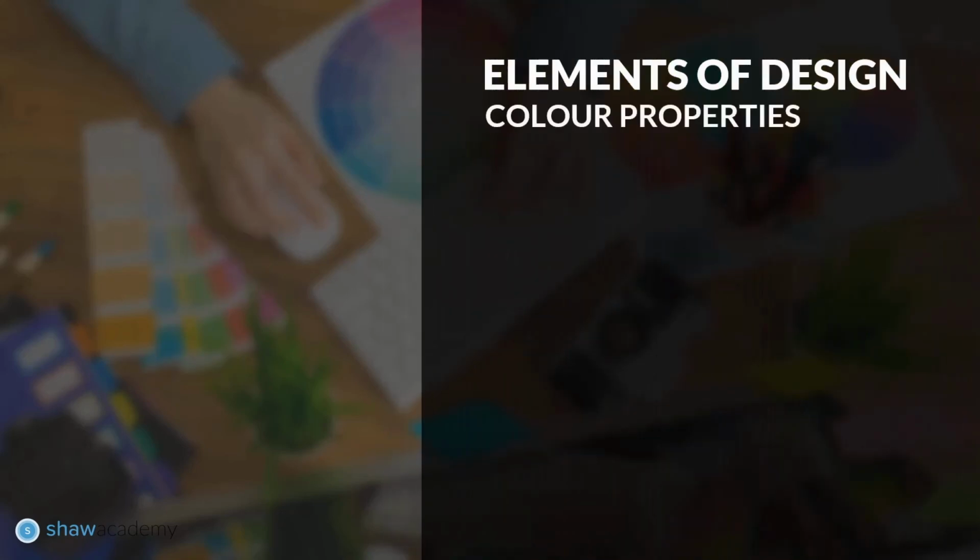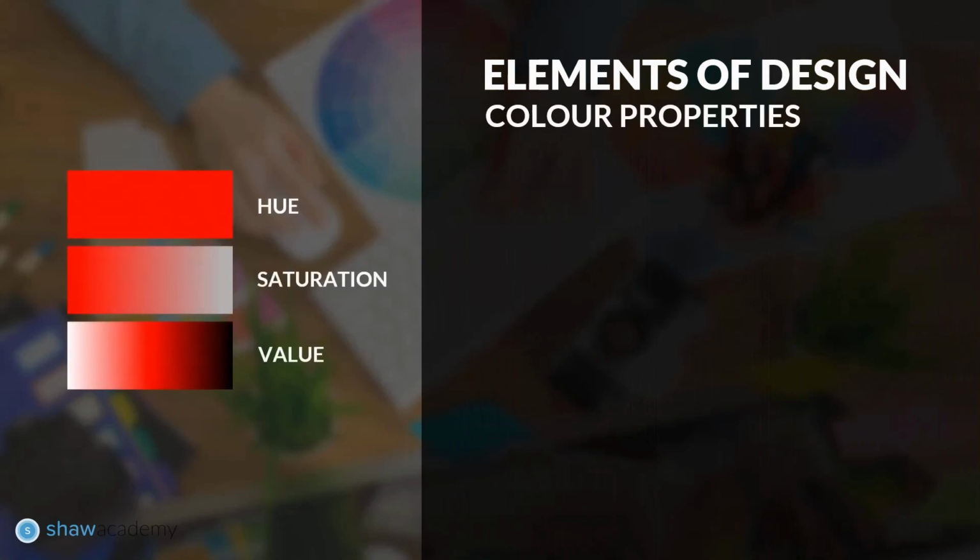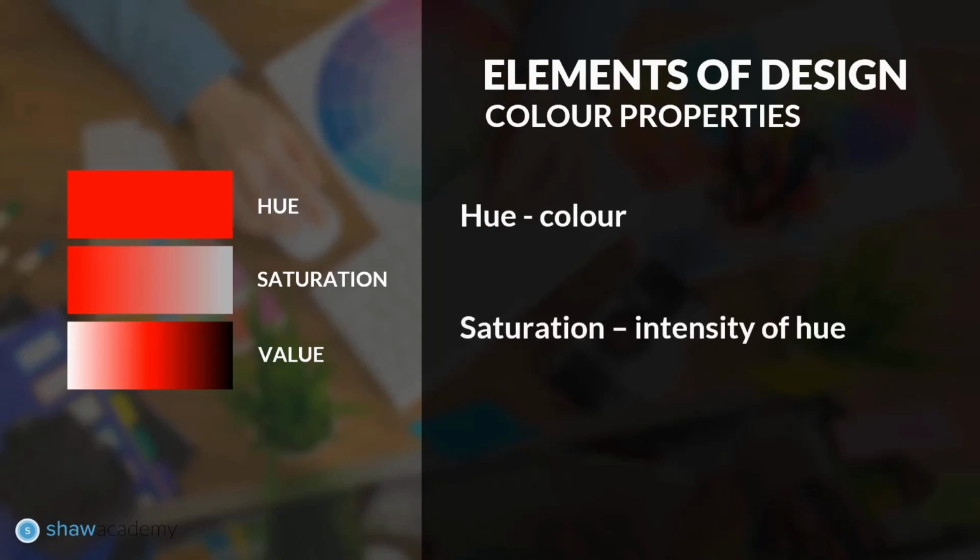Moving on to the color properties, we have hue, saturation, and value. Hue can be defined as the type of color you are choosing. In other words, a synonym for hue can also be the word color. Saturation refers to the intensity of a hue or color, and value refers to the lightness or darkness of a color. Understanding the color properties allows you to be even more creative when it comes to designing.